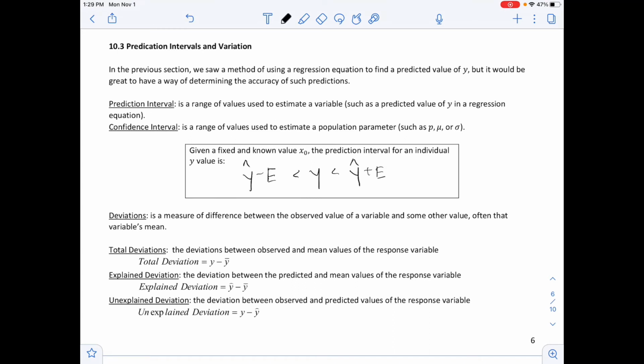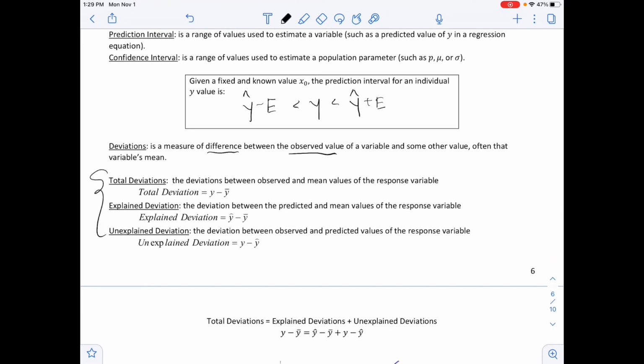Deviation is a measure of difference between the observed value of a variable and some other value. Often the other value is the mean, and it's a difference, meaning we subtract. And so we have total deviations, explained deviations, and unexplained deviations, and we're going to be subtracting between two different things. The first one, total deviation, is the difference between the observed and mean value of the response variable. Explained deviation is the deviation between the predicted and mean value of the response variable. And the unexplained deviation is the deviation between the observed and predicted value of the response variable.